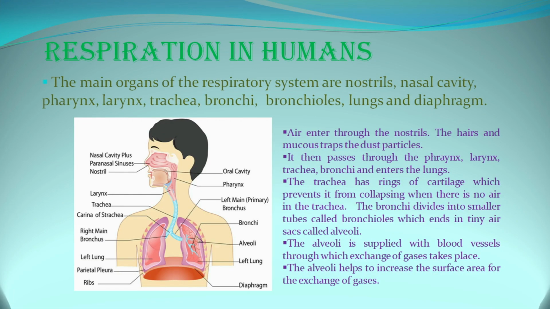The human respiratory system involves the following parts. When air enters through the nostrils, it passes via the pharynx, larynx, trachea, the windpipe, and it opens into bronchi and bronchioles, finally reaching the air sacs, alveoli, where exchange of gases takes place. The alveoli are richly supplied with blood vessels, and this also increases the surface area for the gases to get exchanged.